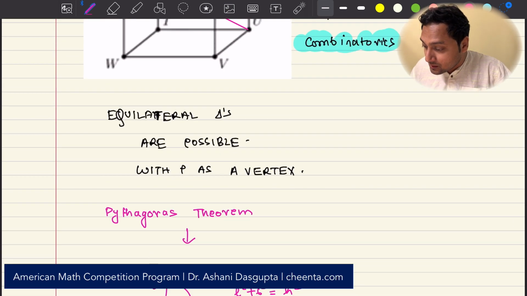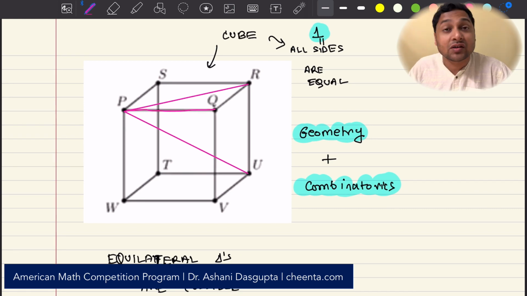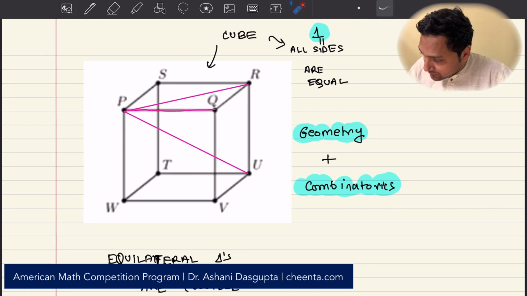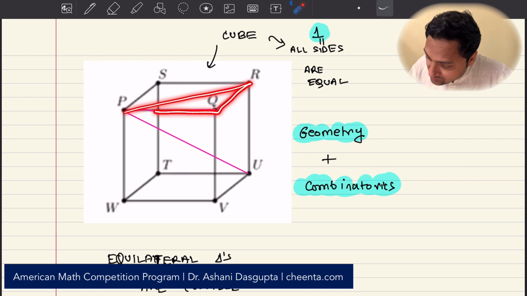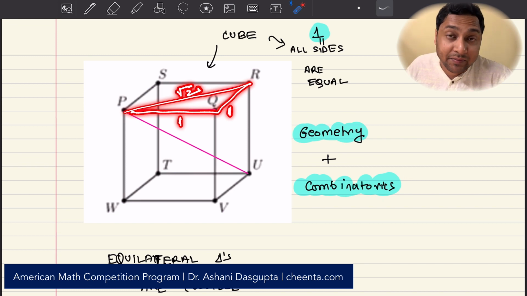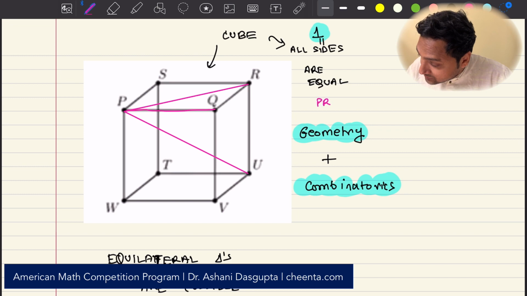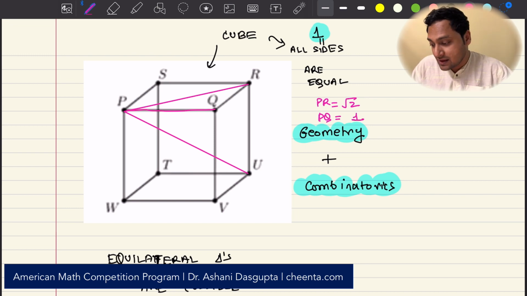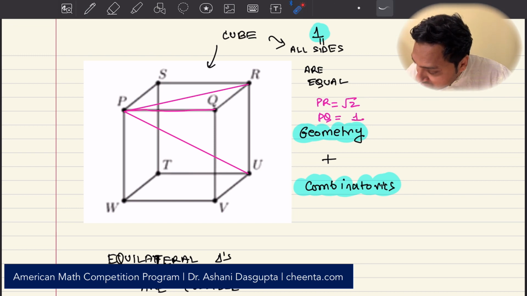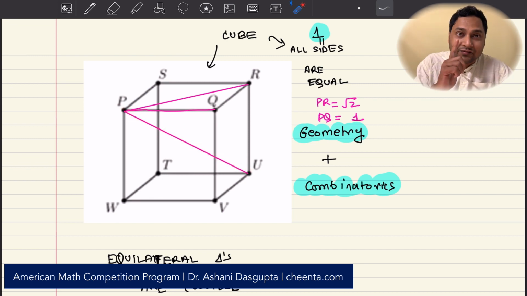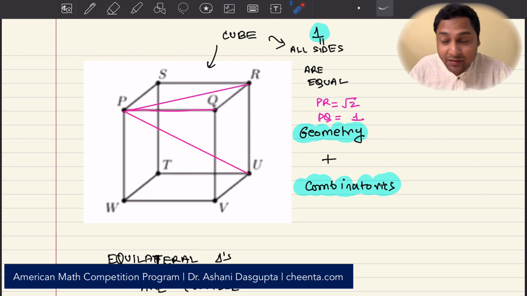So look at this particular picture one more time. This is a right triangle. This side is 1, this side is 1. So this side is square root of 2. You can calculate it using Pythagoras theorem. So PR is square root of 2. PQ is 1. And PU, that's the first challenge of this particular problem.